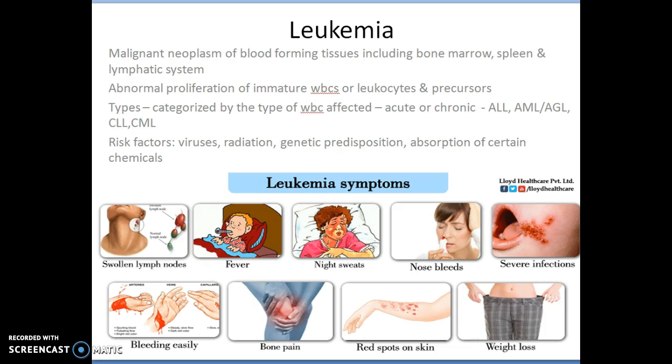AML, which is acute myelogenous or myelocytic leukemia. We have immature granulocytes which proliferate and accumulate in the bone marrow. We usually see this in people who are over 50 years of age, so the rate increases with age. There's also a myelodysplastic syndrome, which is a hematological disorder of the bone marrow and is referred to as pre-leukemia, and that can progress to AML.